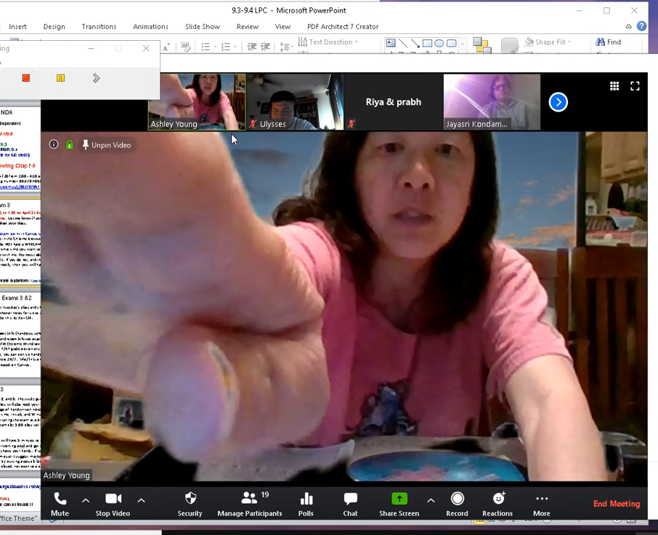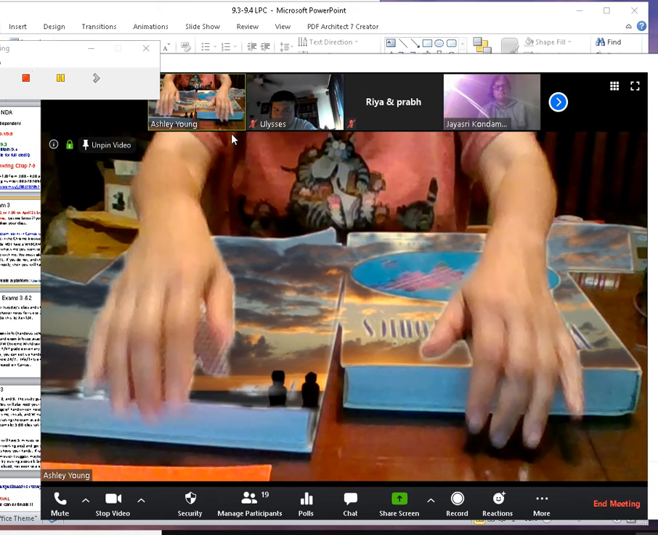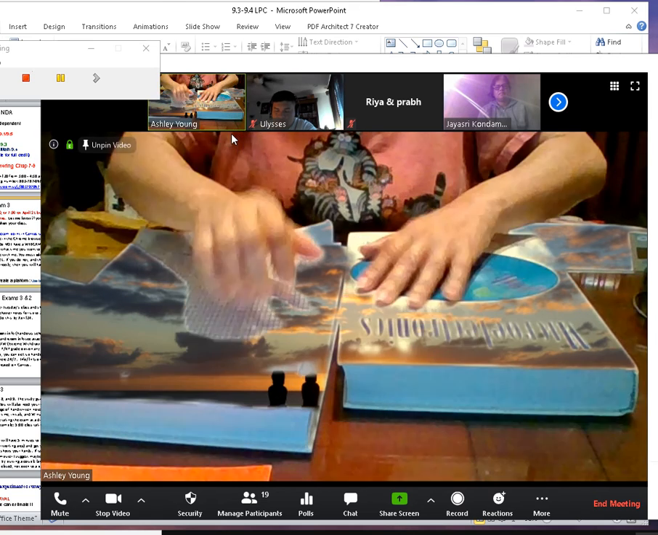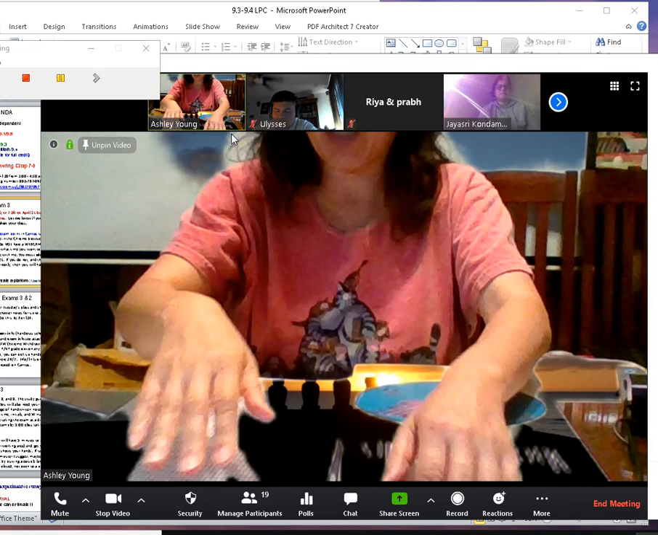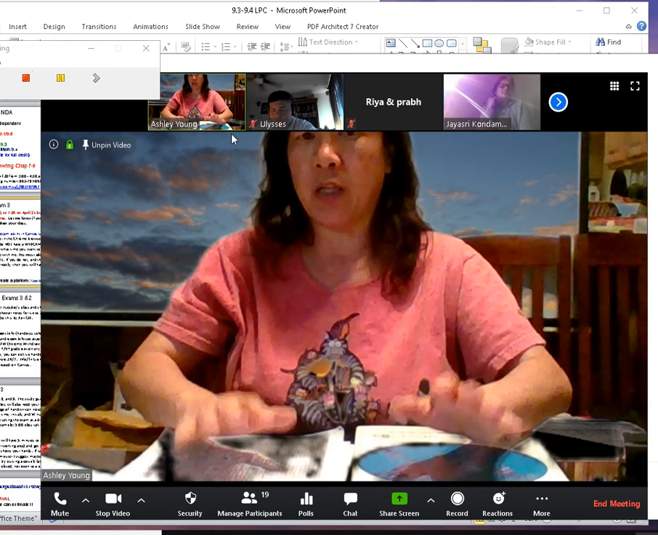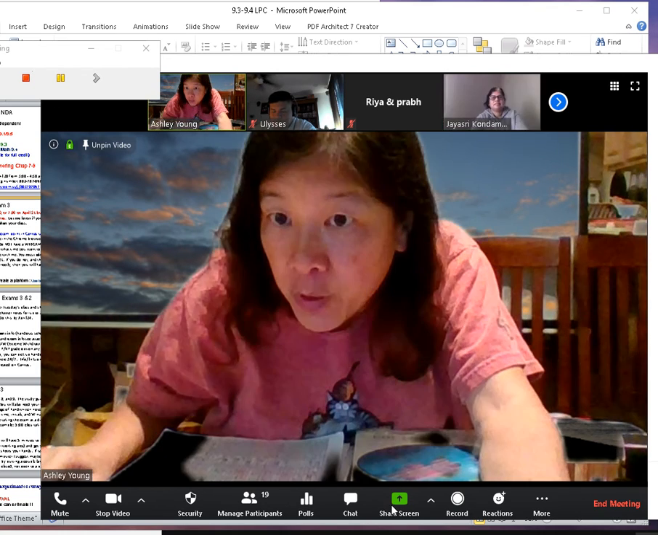So like I said, you're going to want to have a couple of books to raise your working surface up a little bit, and that way you don't have to tilt your camera down very far, and I can still see your hands working, and it's all good. Okay. Any other questions?